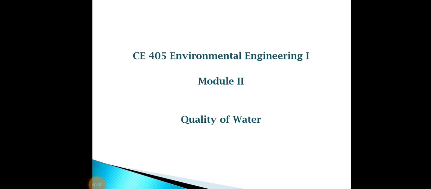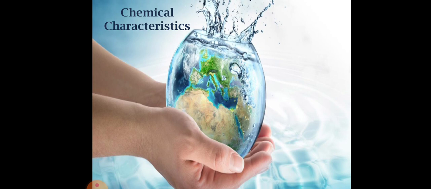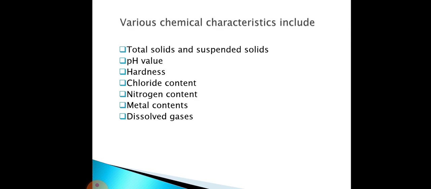So welcome to another class in the subject Environmental Engineering 1, Module 2. In the previous class we discussed the various physical characteristics of water as well as the physical analysis of water. Today we'll be discussing the various chemical characteristics of water and the chemical analysis of water. Chemical analysis of water involves various tests that are conducted for determining the total solids, the hardness, pH value, chlorides, iron and manganese, that is the metal contents, then dissolved gases, etc.